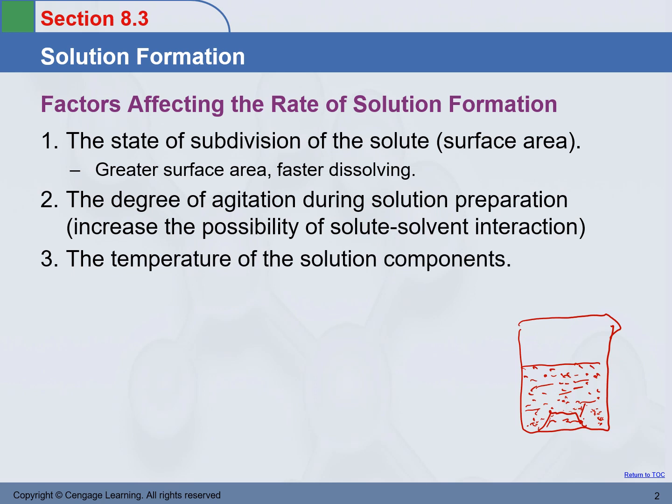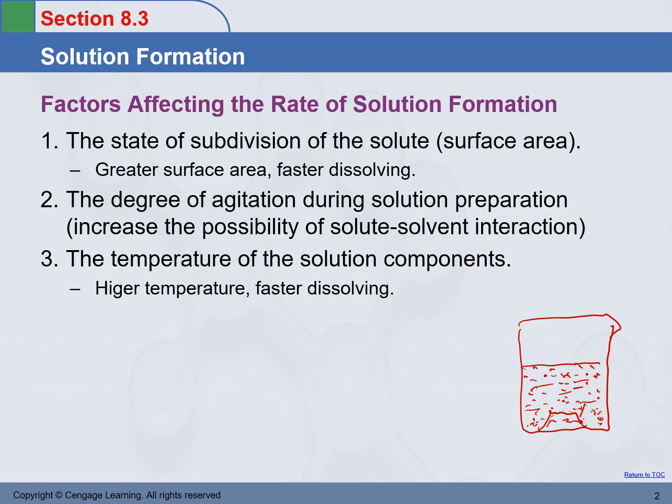Number 3, temperature. Higher temperature, faster dissolving. Why is that? Well, this is relatively easier because we learned that on the last slide, in order for the solid particles to get dissolved, it has to overcome the attraction between the solid particles. How to overcome that attraction? Higher temperature, higher kinetic energy. The higher the temperature, the higher the energy the particles have. Those particles can overcome the attraction and move into the solvent particles.